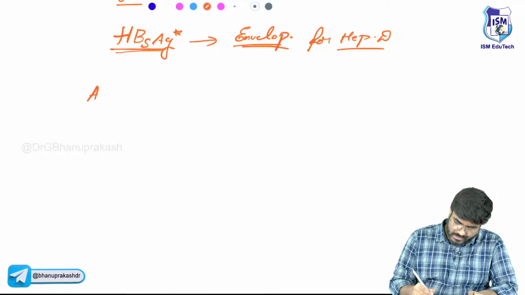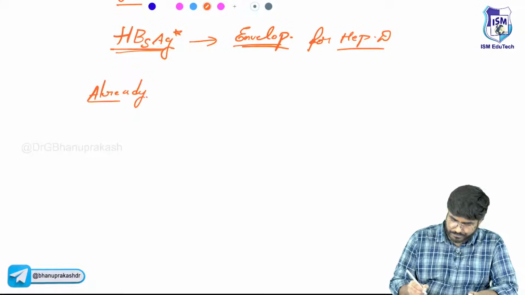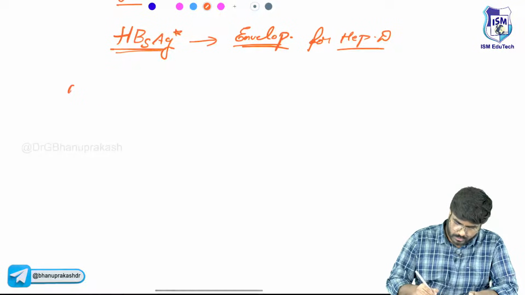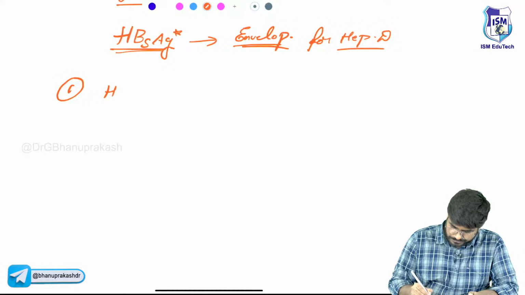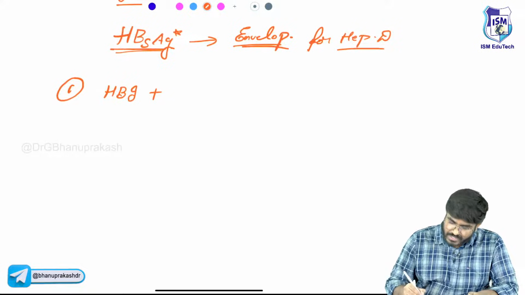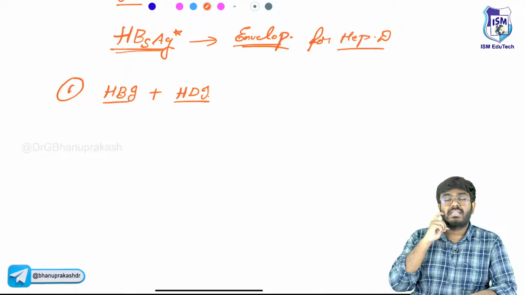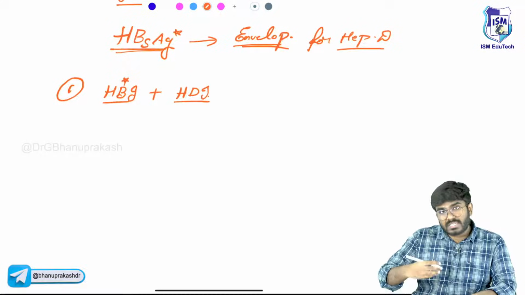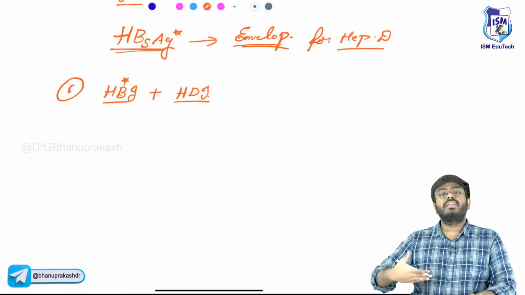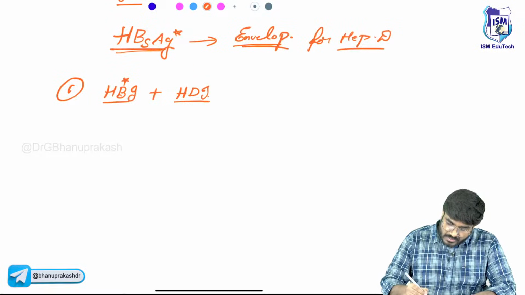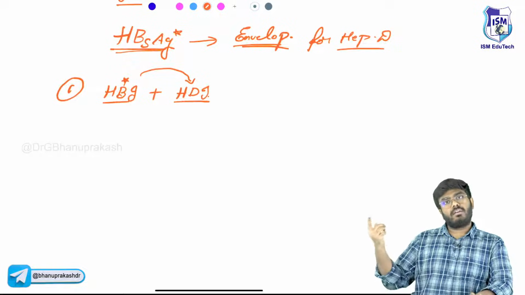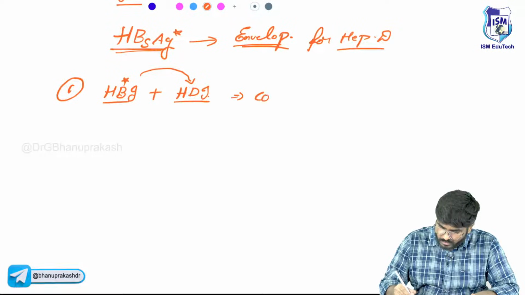For example, let me put it in two ways. The patient has a hepatitis B infection, and along with this hepatitis B infection, the same person is also getting hepatitis D infection. As there is hepatitis B, it is replicating and making its proteins, the hepatitis B surface antigen. That hepatitis B surface antigen is used as the envelope for hepatitis D virus. So this is called co-infection.